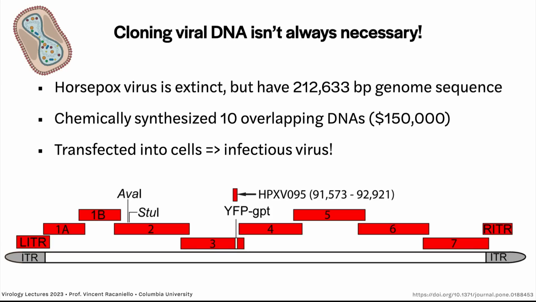So, right, those are the red bars there. Those are the 10 fragments. 150 grand to sequence this. It was expensive. So, you have to hope that it's going to work, right?